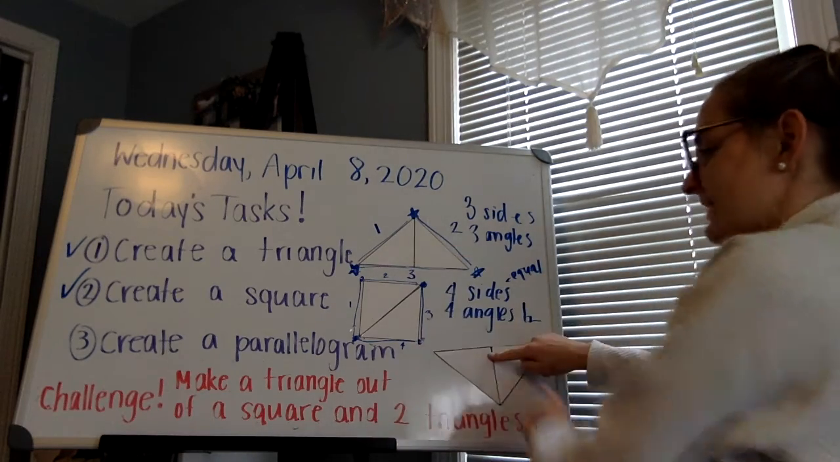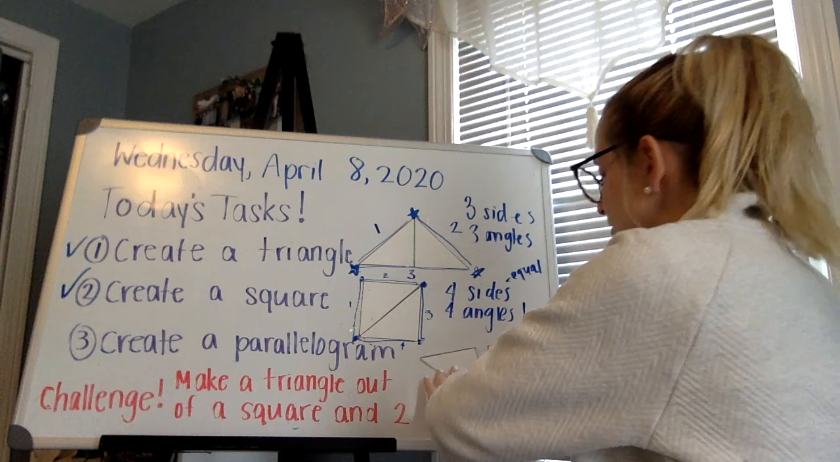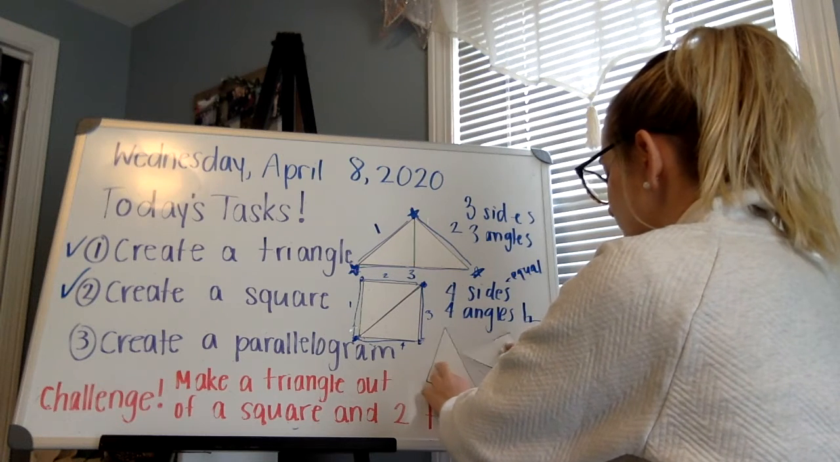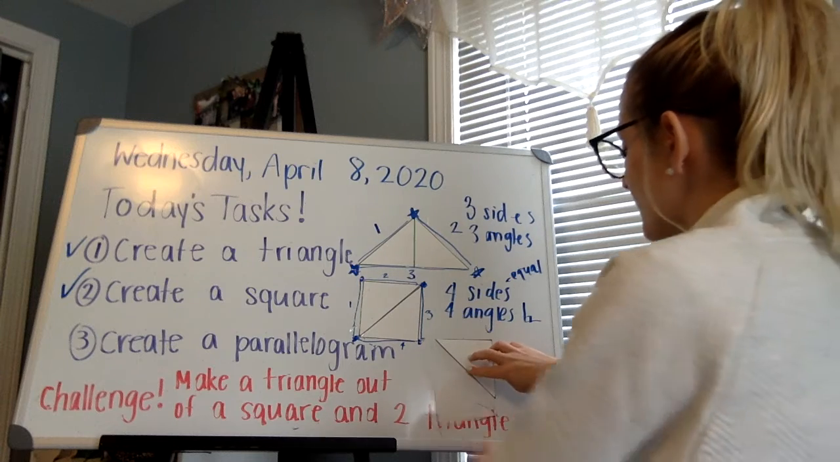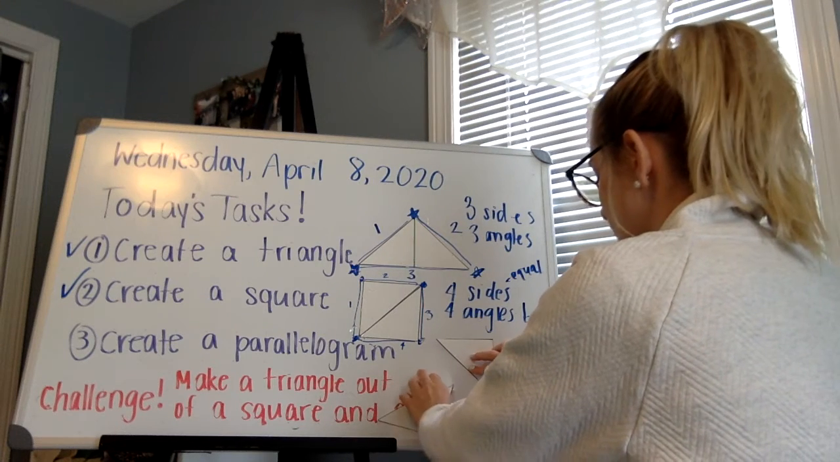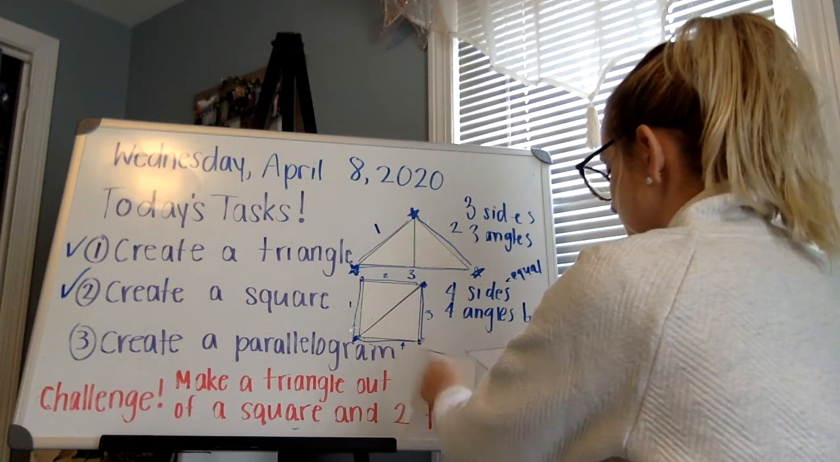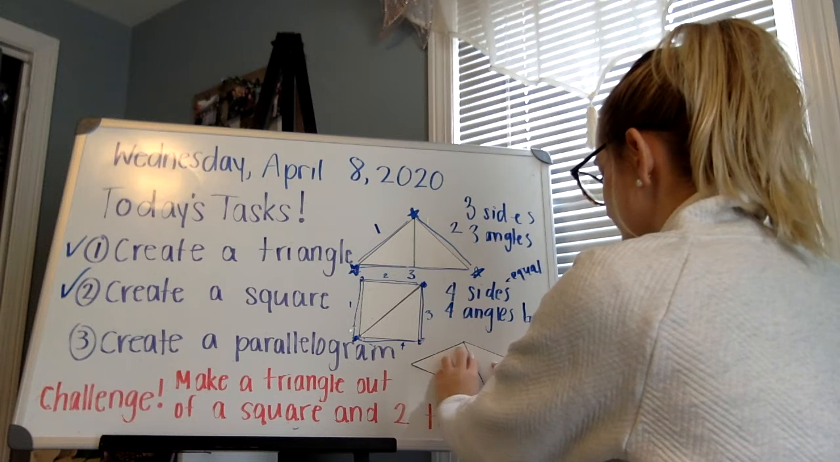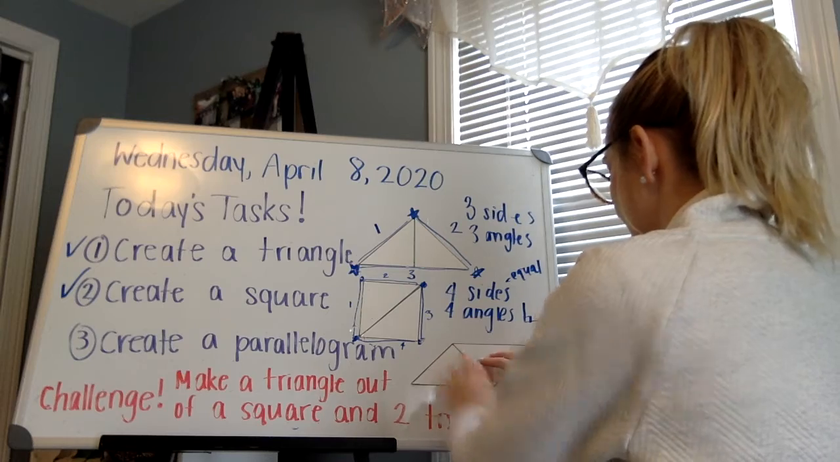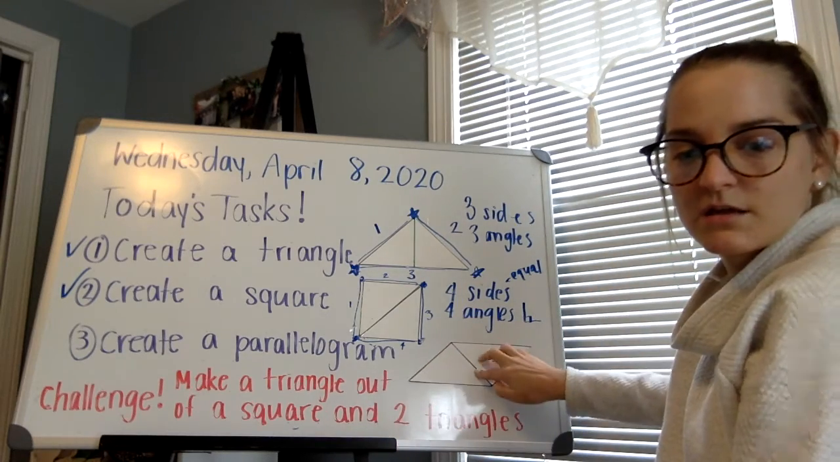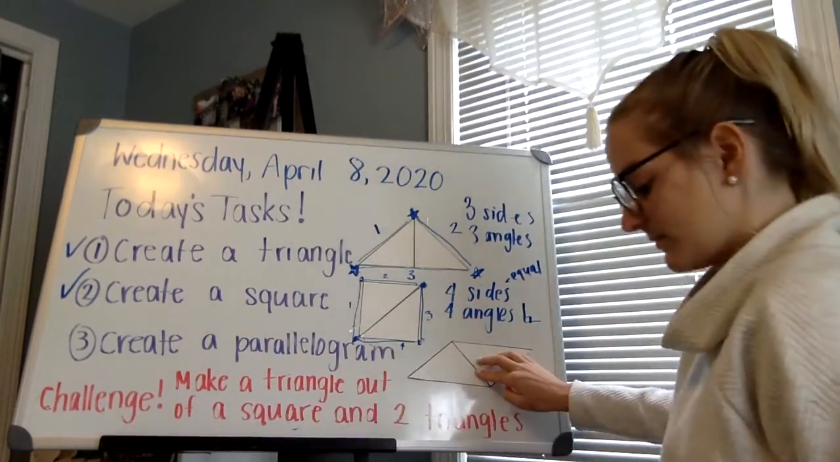Remember, a parallelogram has 4 sides. That's just a triangle upside down. And it also has 2 pairs of parallel sides. Nope. Oops. This looks like a parallelogram to me. Let's tape it up and then let's double check.